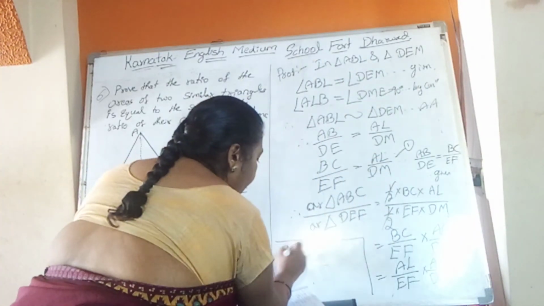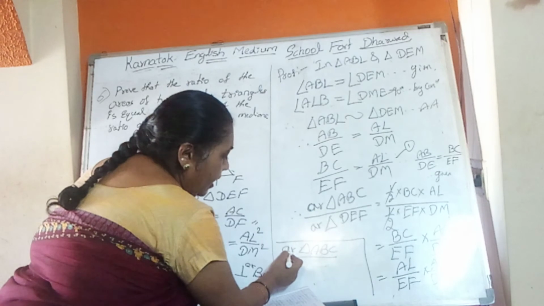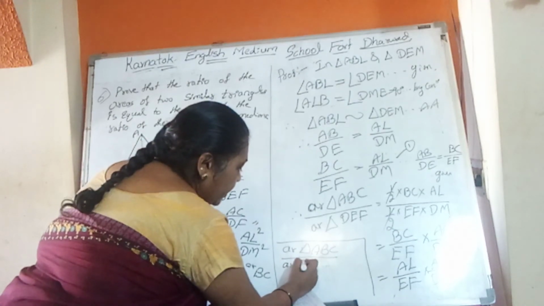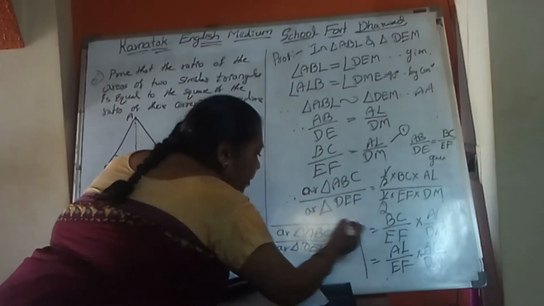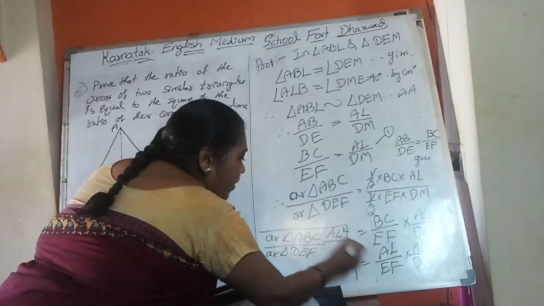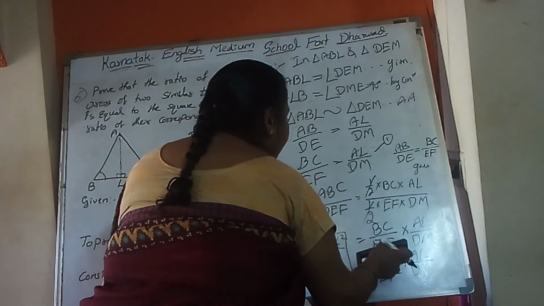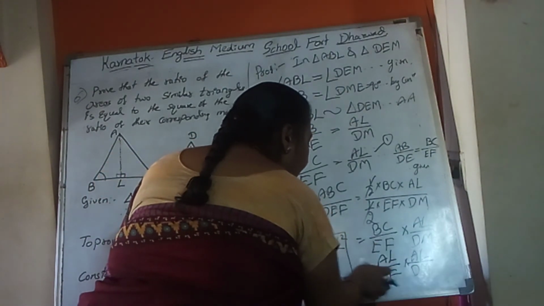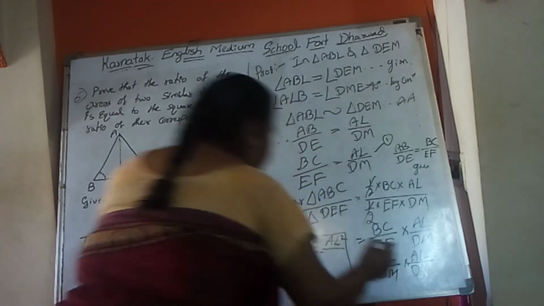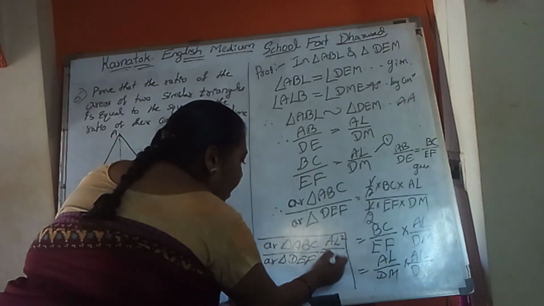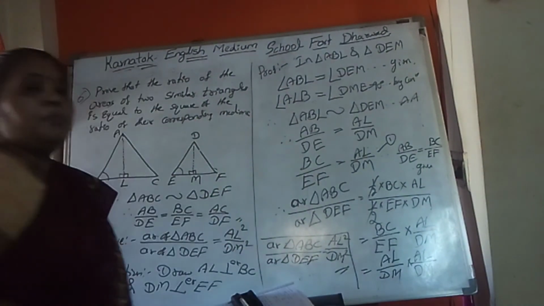So, area of triangle ABC divided by area of triangle DEF is equal to AL into AL, square, divided by EF into, I wrote here, AL upon DM. AL square and DM. You proved now? You proved now this example?